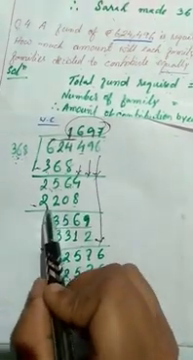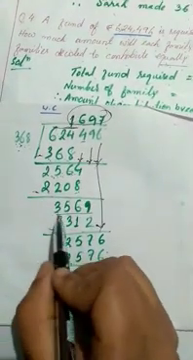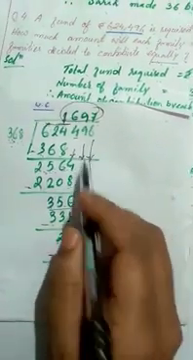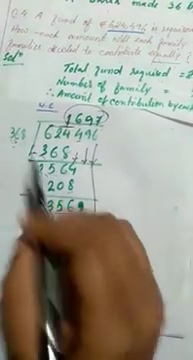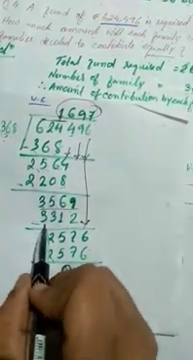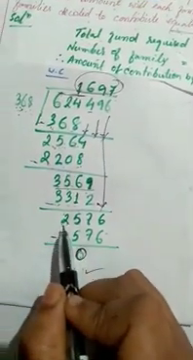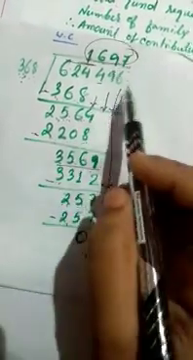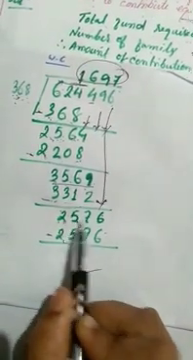368 6 times, it is 2208. So after subtracting we have got 356. Now we will bring this 9 down, so now it's becoming 3569. So we can do it now. 368, if we do 9 times, then we will get 3312. So after subtracting we have got 257. Now we'll bring this 6 down, so it is becoming 2576.